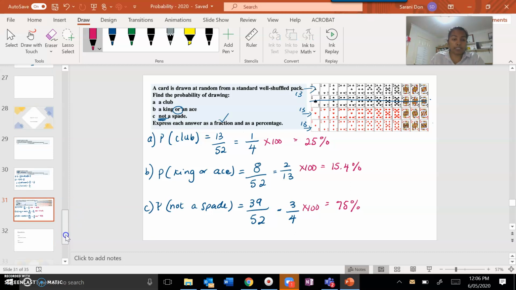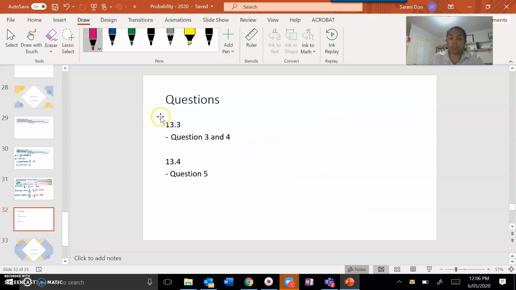Now for the rest of the lesson, I want you guys to attempt these questions. From exercise 13.3, questions 3 and 4, and exercise 13.4, question 5. And check your answers at the back of the book. Correct it yourself, and then we'll discuss these and any other questions you have in our next Zoom.